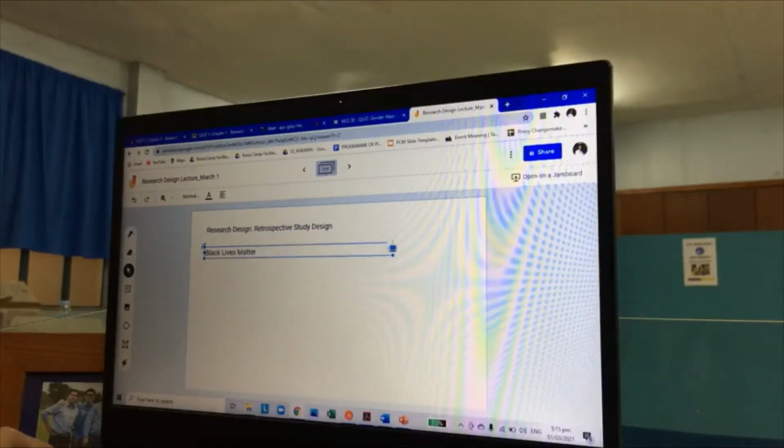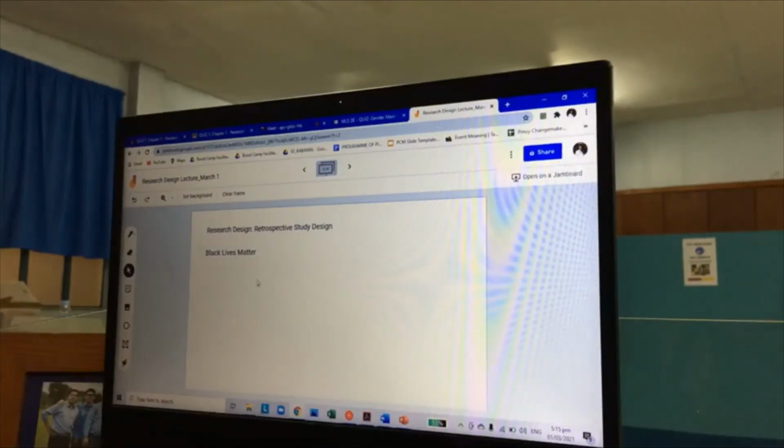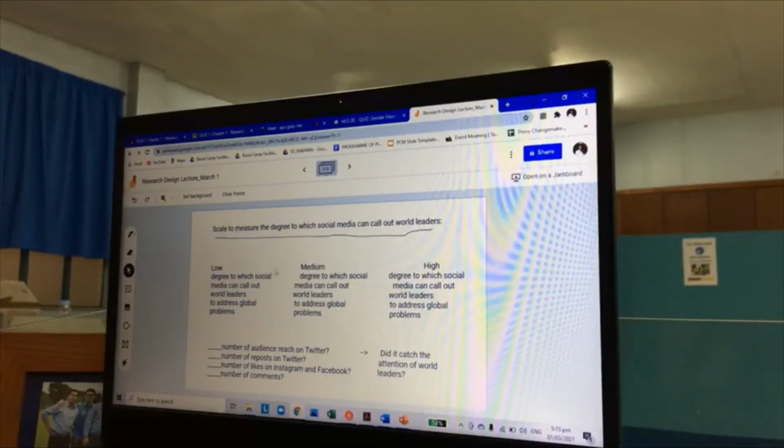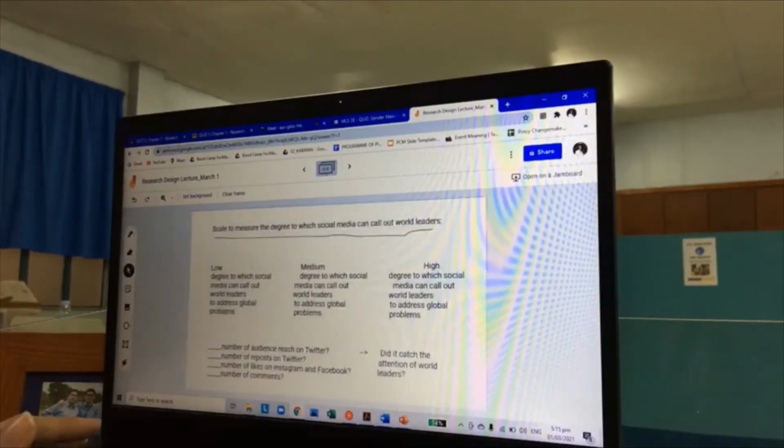So that's the question there, Black Lives Matter. Retrospective-wise, looking back on that historical event last year, what happened? In that event, the researcher can invent a scale, or maybe this scale already exists. If there is an existing scale, try to find it. But supposing no scale has been made yet, using this scale to measure the degree to which social media can call out world leaders.